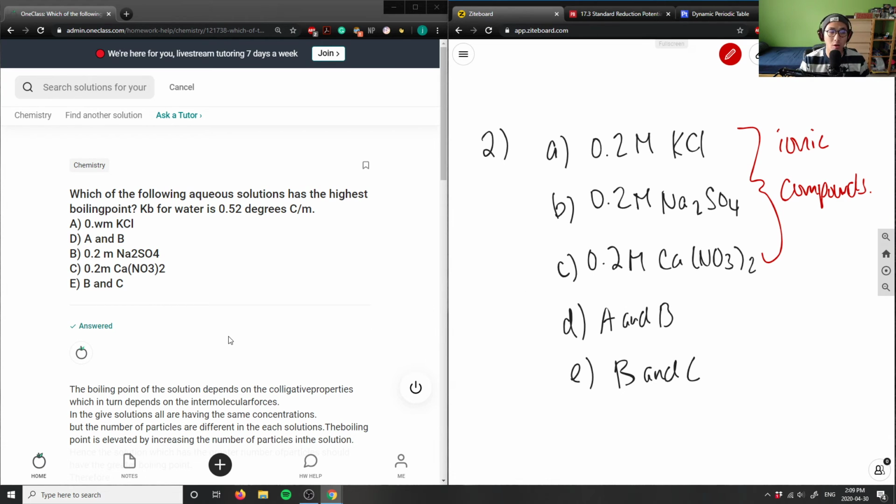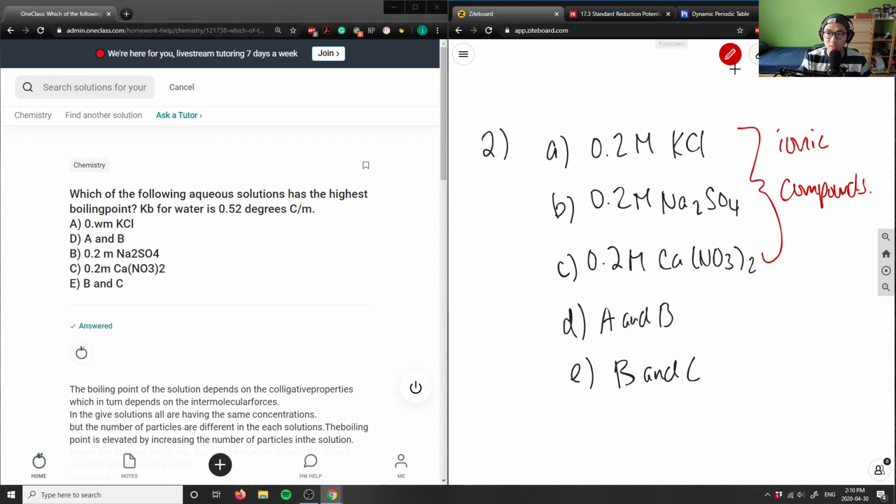So when we talk about ionic compounds and how they affect boiling point, we talk about how many particles are actually in the compound here. Because they're all in the same solution, same concentrations here, we can ignore this and just specifically look at the compounds here.